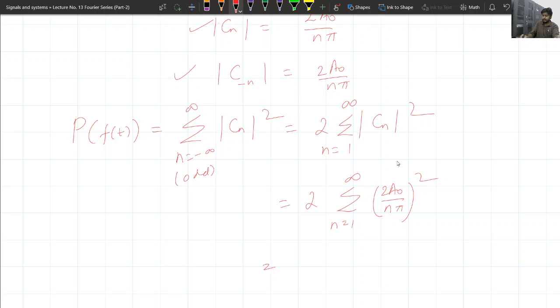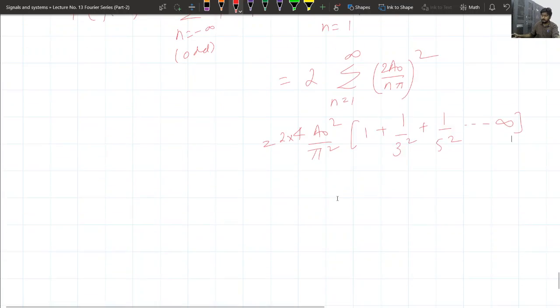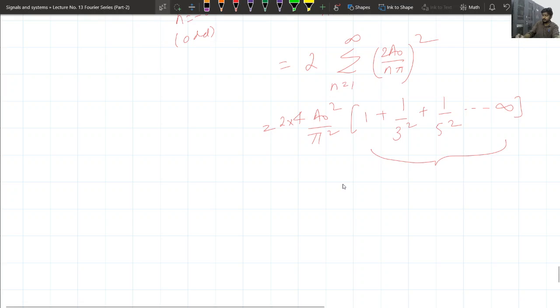If we take 2 a0 upon pi outside, it will be 2 into 4 into a0 square upon pi square, times 1 plus 1 by 3 square plus 1 by 5 square, because the square wave only contains the odd harmonics, and so on up to infinity. This value is pi square by 8. Please refer to the mathematical concept regarding the summation. This value will get close to pi square by 8. Then it is 8 a0 square upon pi square into pi square by 8. Its value will be a0 square only.